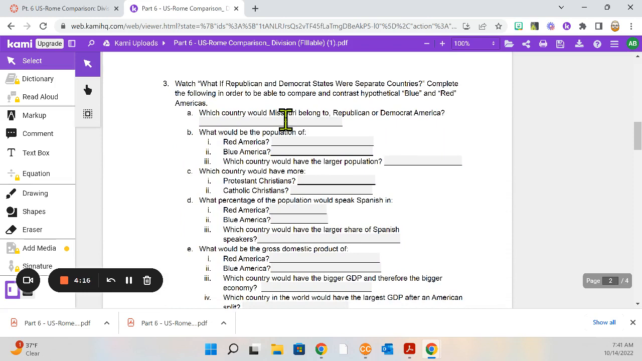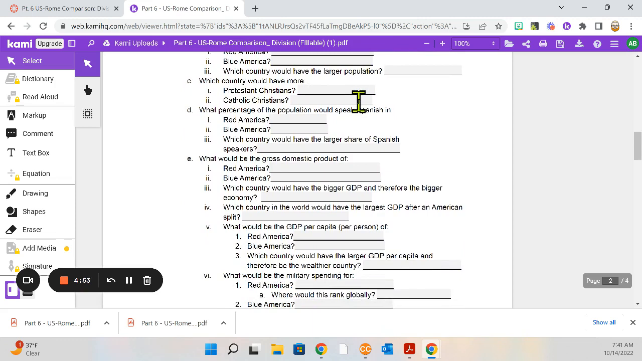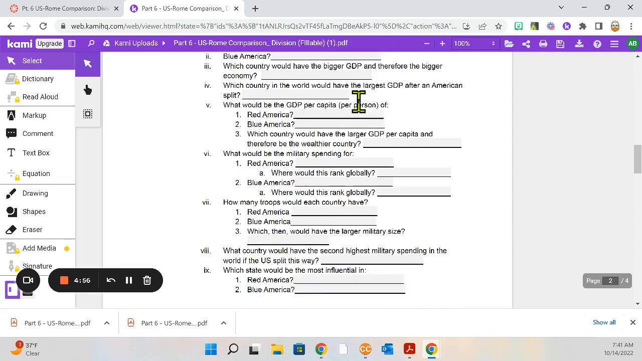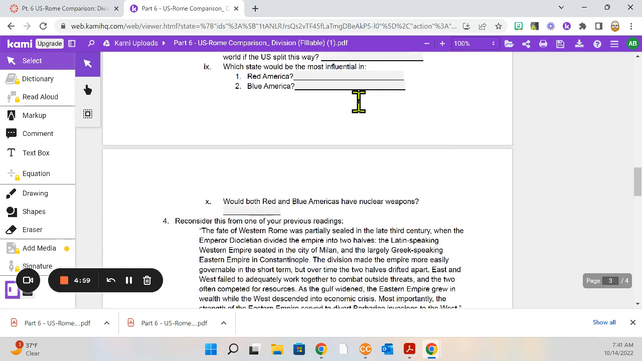And then for the third video, this is a thought experiment. What if Republican and Democrat states were separate countries? I want you to complete this in order to be able to make a good comparison between blue and red Americas. All of those facts and figures you're going to need are presented in the video.